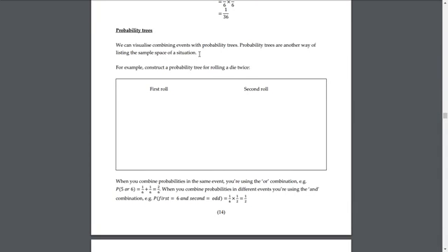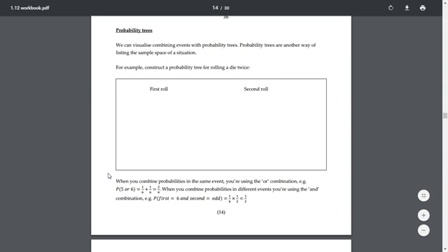For example, construct a probability tree for rolling a die twice. We'll do this in class, and for the first roll we'll do a drawing over here, and then we'll extend it over here to describe the second roll. But yeah, we'll do that in class. This will make more sense after we've drawn the probability tree, but we'll go through it now.